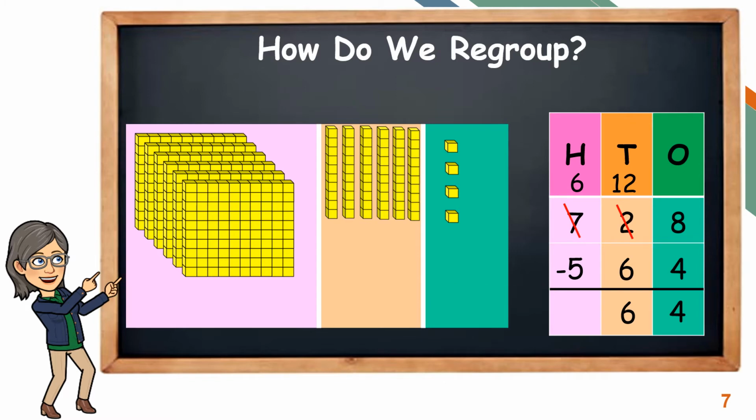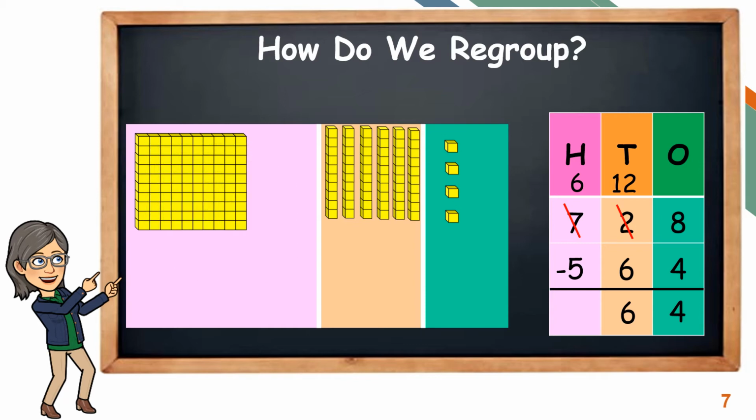If you said no, we do not need to regroup the hundreds, you are right on target. That is because 600s is greater than 500s, and we can subtract 6 things minus 5 things. So, let's first remove 500s blocks from the 600s blocks in our model with a red line. And 600s minus 500s equals 100. So we record a 1 at the bottom of the hundreds column in the subtraction problem.